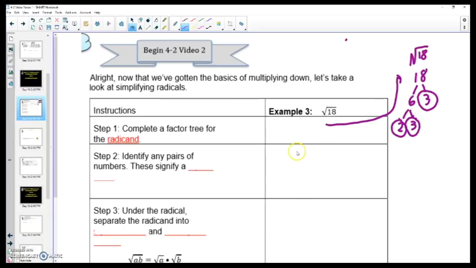So I'm going to list out in my next step what my simplified numbers are. I had a 2, a 3, and a 3. If it happens more than once, we're going to put it down however many times it occurs. Now in step 2, we're going to identify any pairs of numbers. And these are going to signify a square factor. So what we want to do is look for any pairs that we have. We only have one 2, so it doesn't have a partner, it doesn't have a pair, so we're going to leave it alone for right now.